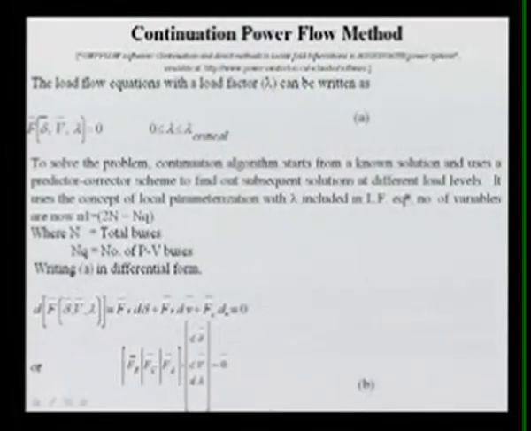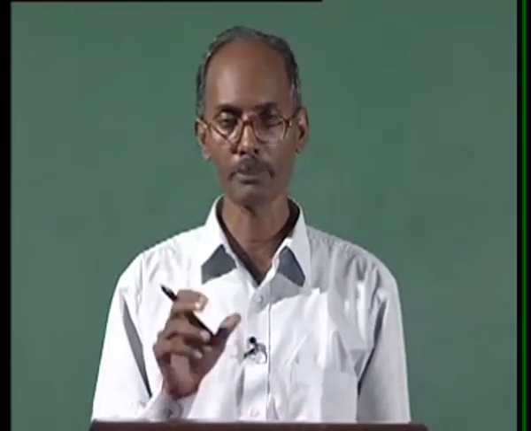Another very important method is the continuation power flow method. As I said, this method can be used to get the upper and the lower bus voltage limits as well. So far, as I explained, there are three methods for analyzing static voltage stability: the repeated power flow method, which includes the singular value decomposition techniques, and the eigenvalue analysis, and we saw those. Another very popular method is the continuation power flow method, and most people are using that.